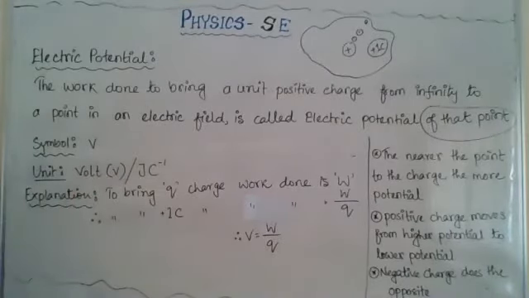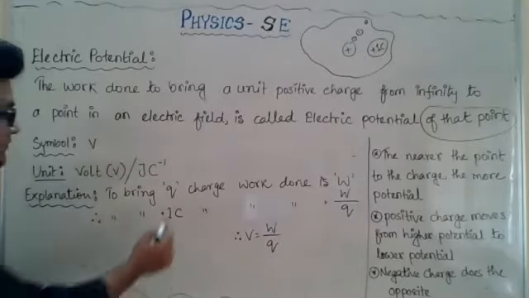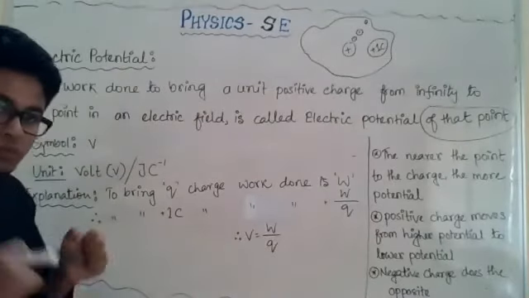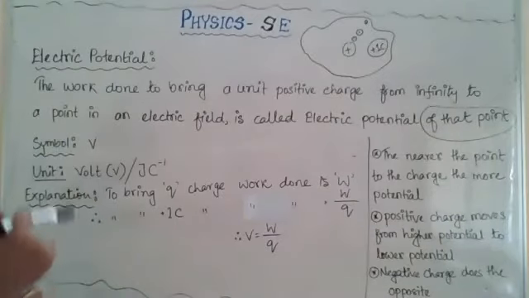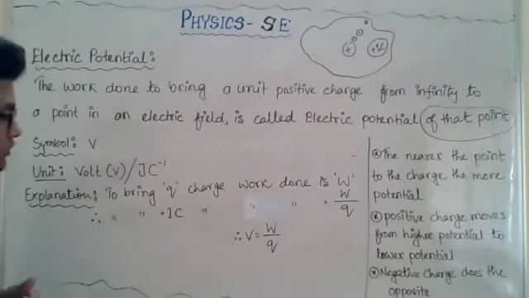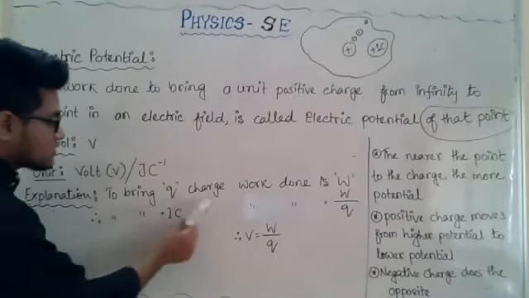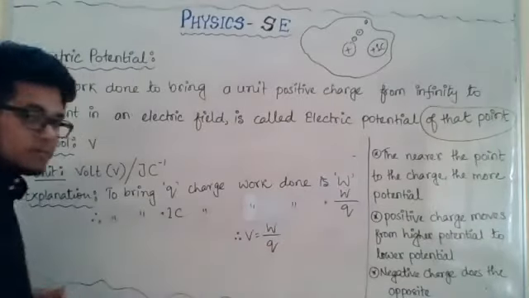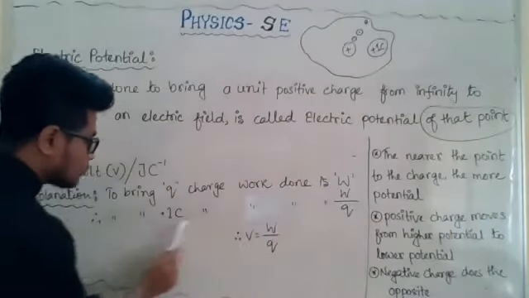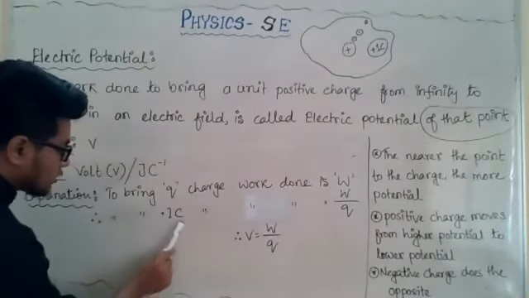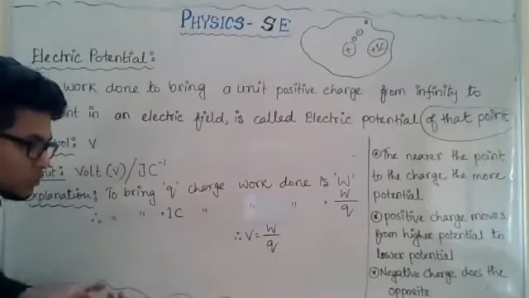Now, as an explanation, let us say I have a charge Q. I don't have a unit positive charge, but I want to calculate the electric potential of a point. So to bring the Q charge, let us say the work done by me is W. To bring Q charge, the work done is W. So to bring a unit charge, I will be doing a smaller amount of work.